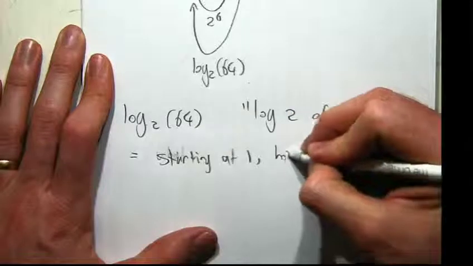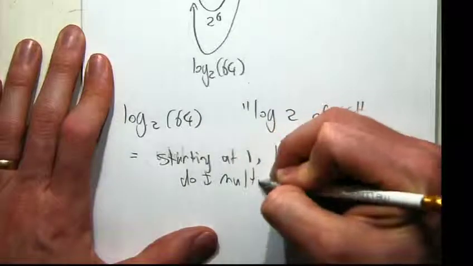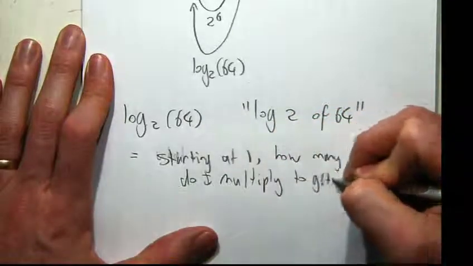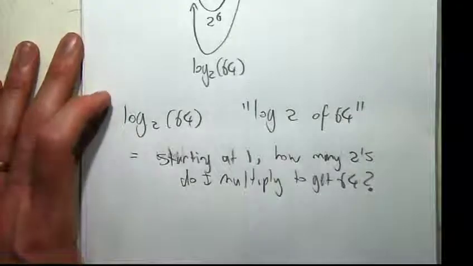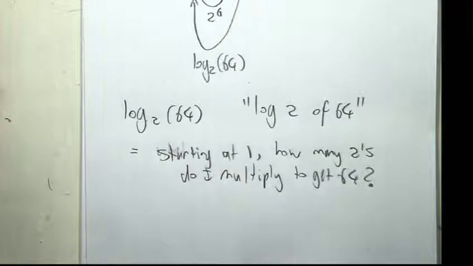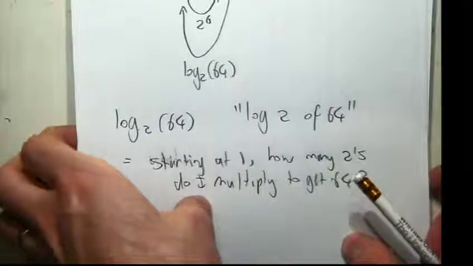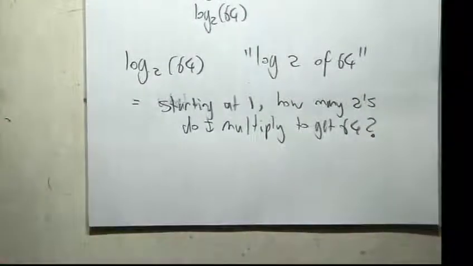starting at 1, how many 2s do I multiply to get 64? That's what it's asking. And so I start and I go, okay, so I start at 1. Times 2 is 4, times 2 is 8, times 2 is 16, times 2 is 32, times 2 is 64. I've counted 6 2s being multiplied, so the answer is 6. Okay, log 2 of 64 is asking, how many did I get there? So numbers that are connected by powers are connected in the opposite direction by logs.